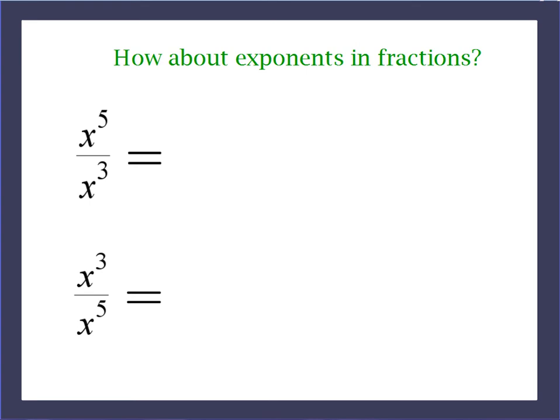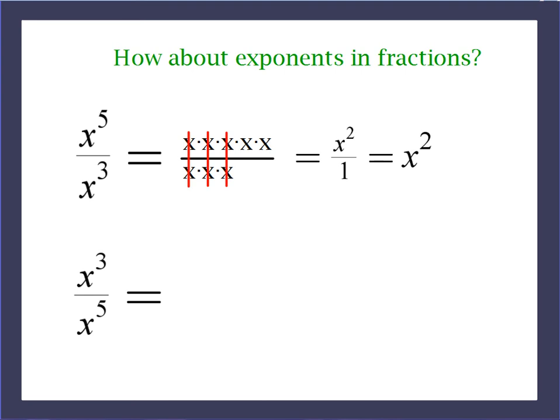Now let's look at that with variables. X to the 5th over x to the 3rd, again I'm going to take the time to write it out. I have only multiplication in my numerator and denominator, so I can reduce all my x's over x's to 1's. And I'm only left with x squared.